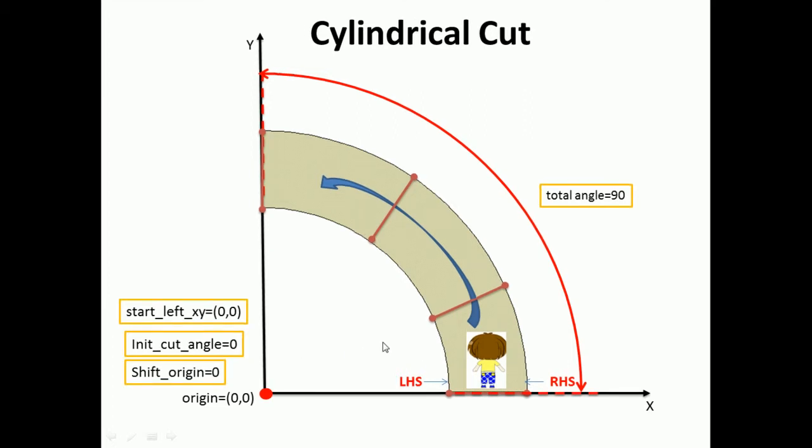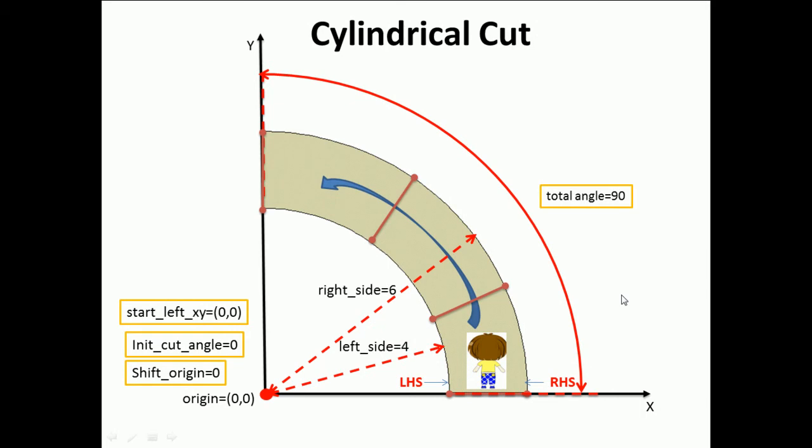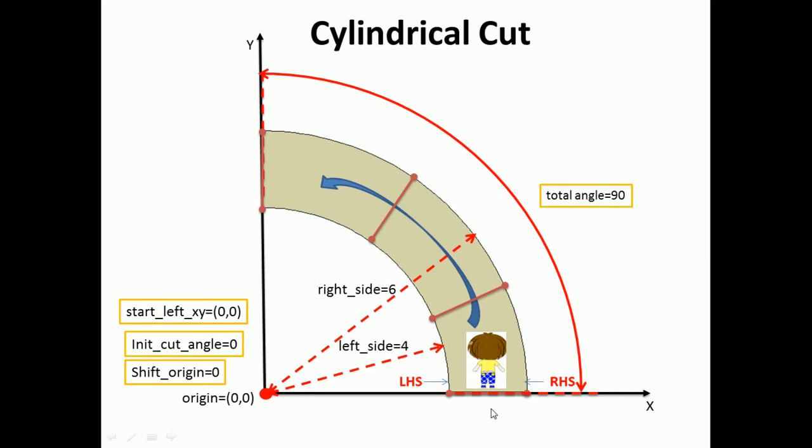The distance between the left boundary and the reference point is defined at the left side. The distance between the right boundary and the reference point is defined at the right side. Now let's define the left boundary and the right boundary of this block. These are the starting points. These are the finishing points.